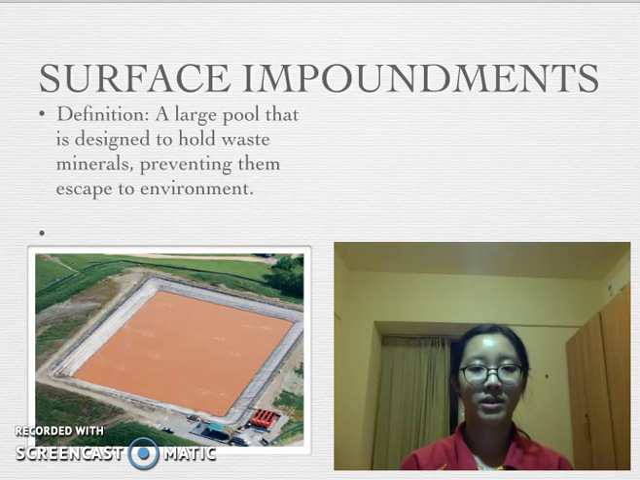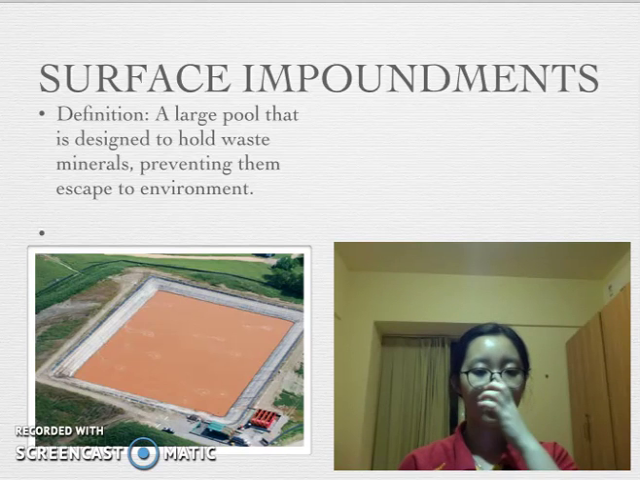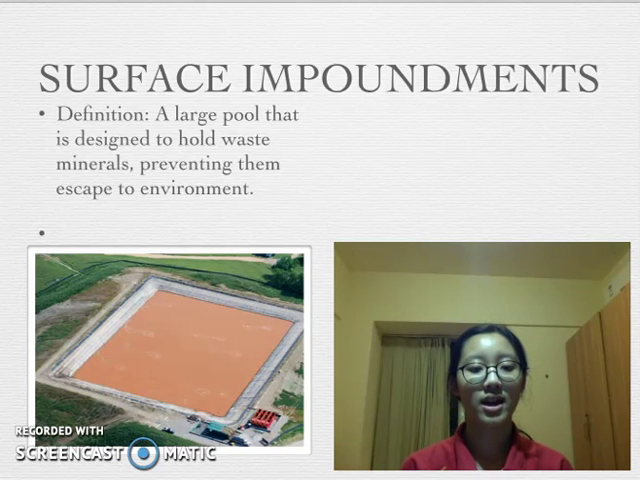Surface impoundment. Surface impoundment is a large pool that is designed to hold waste minerals, preventing them from escaping to the environment. Any surface impoundment must be lined with heavy plastics so that hazardous waste cannot leak into the ground.